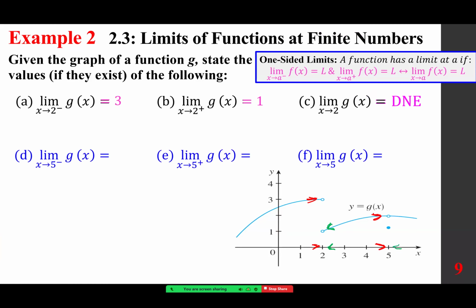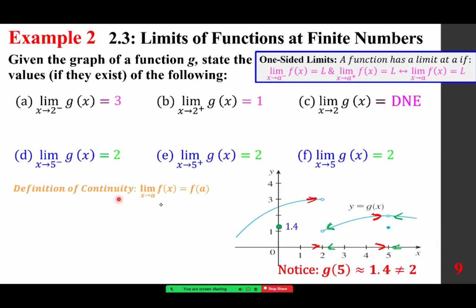If you're approaching 5 from the right, we're moving this way. And in both cases, we are moving towards this hole, which has the same y coordinate in both cases, namely 2. Therefore, the limit of g of x as x approaches 5 does exist and it's equal to 2. What you need to notice, if we assume this is about 1.4 and this is a solid point, g of 5 is 1.4, which is not equal to the limit value of 2.